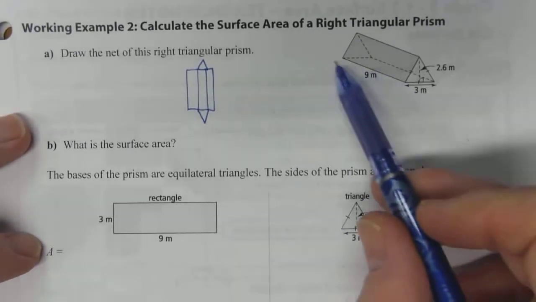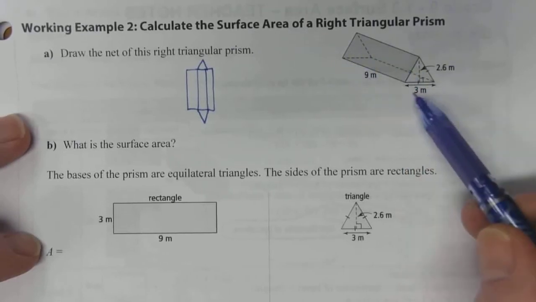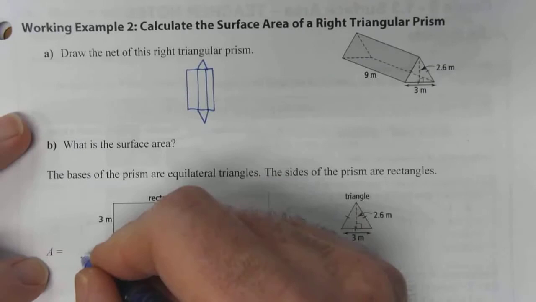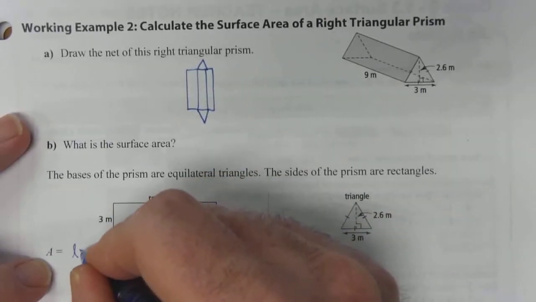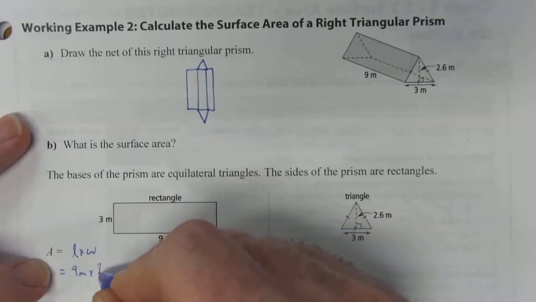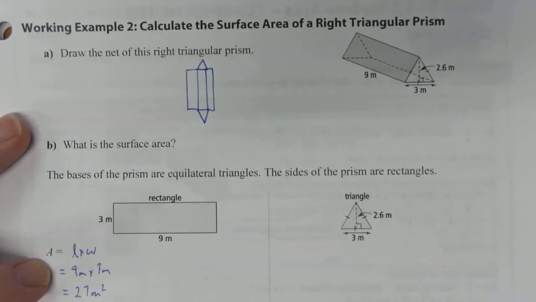So we can see that the length is 9 meters, and then our width of each rectangle is 3 meters. So area of a rectangle, 3 by 9, it's length times width. So 9 meters times 3 meters, so the area of the rectangle is 27 meters squared.